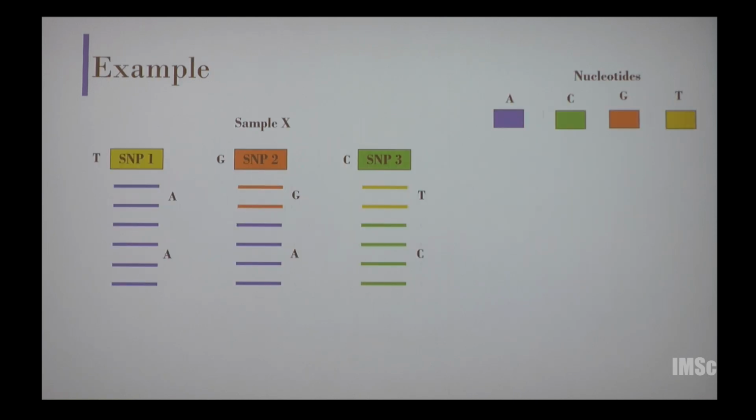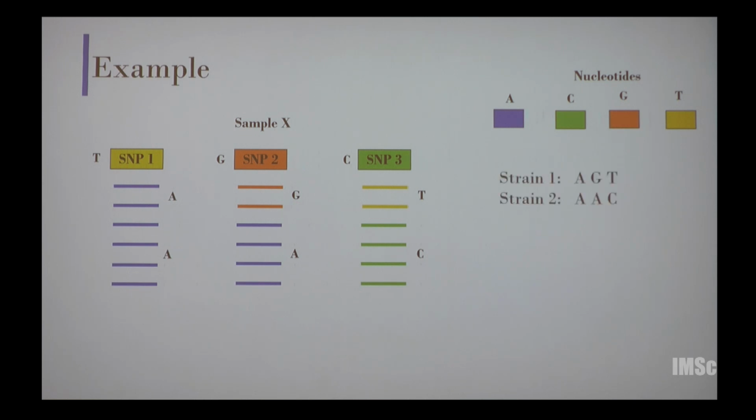This is an example to illustrate how we could detect mixed infection from whole genome sequencing data. Consider a sample X, which has mutations at 3 positions: 1, 2, 3. At position 1, instead of the reference allele T, all the reads have the alternate allele A. At SNP position 2, only 2 reads have the reference allele G, and the remaining 4 reads have the alternate allele A. At position 3 again, 2 of them have the alternate allele T, whereas 4 of them have the reference allele C. So it indicates that some of the SNPs are heterozygous SNPs, indicating the presence of mixed infection.